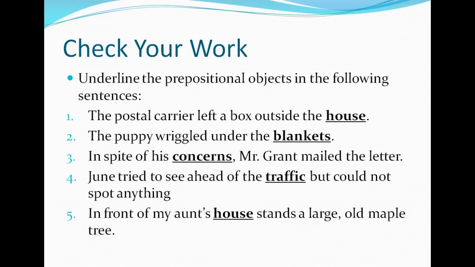To find the prepositional object, find the preposition, then ask yourself what, where, or when. Outside, where? Outside the house. Under, where? Under the blankets. In spite of what? In spite of his concerns. Ahead of what? Ahead of the traffic. In front of what? In front of my aunt's house.